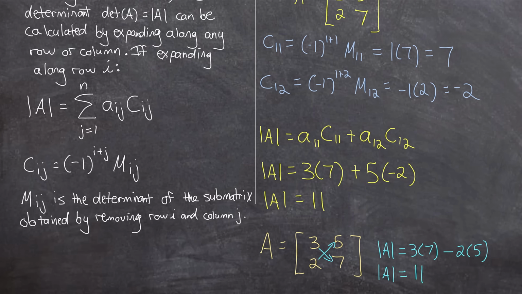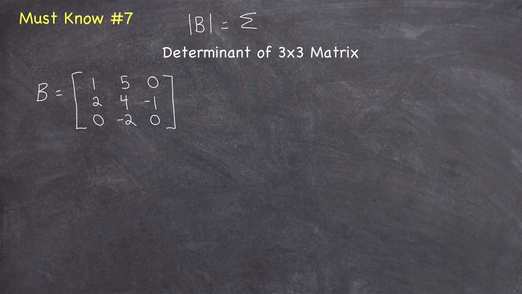So let's say we're finding the determinant of matrix B. And let's say we're expanding across row i of matrix B. I would find the sum from j equals 1 to n of each element in row i times its corresponding cofactor. So for this matrix, we can pick any row or column to expand across. To keep it consistent, I'll expand across row 1.